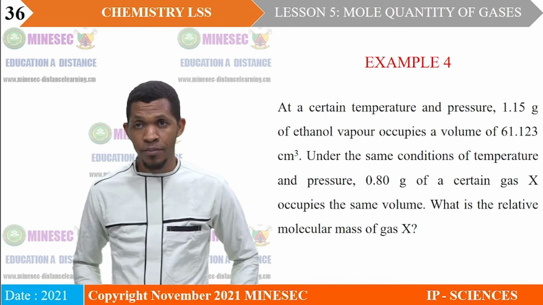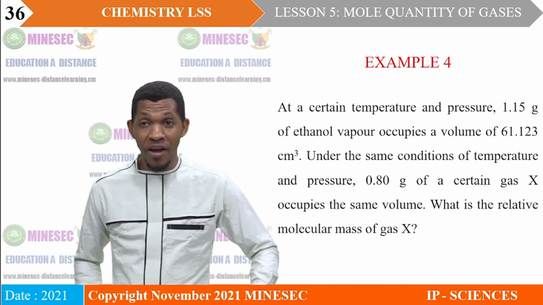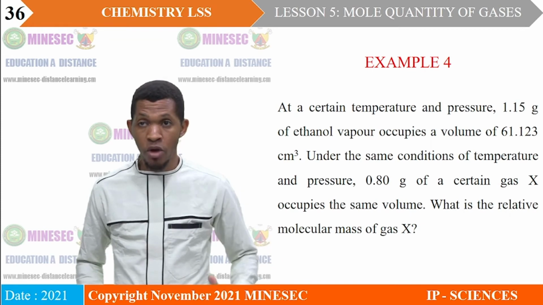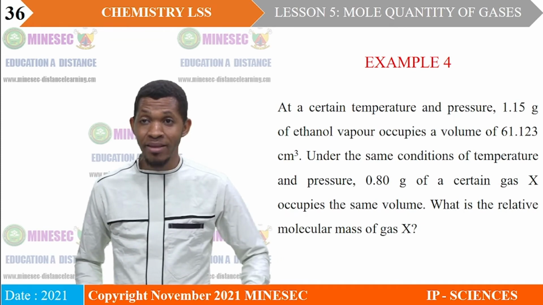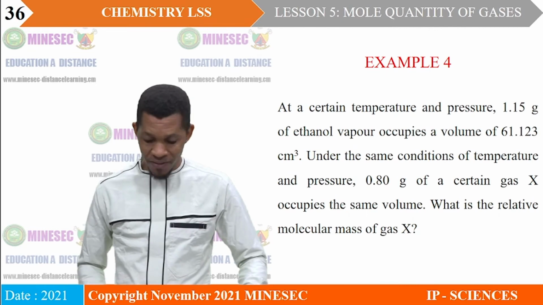Example 4. At a certain temperature and pressure, 1.15 grams of ethanol vapor occupies a volume of 61.123 cm cubed. Under the same conditions of temperature and pressure, 0.80 grams of a certain gas X occupies the same volume. What is the relative molecular mass of the gas X?